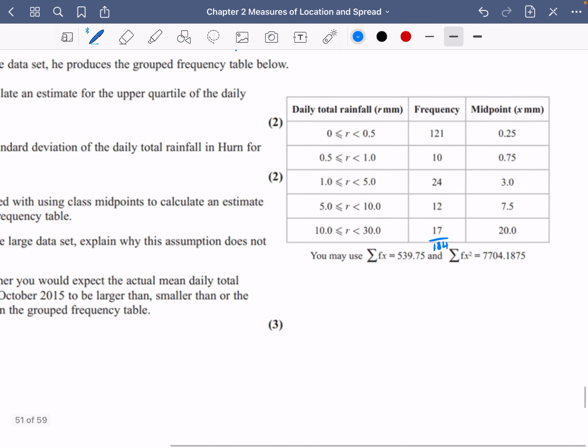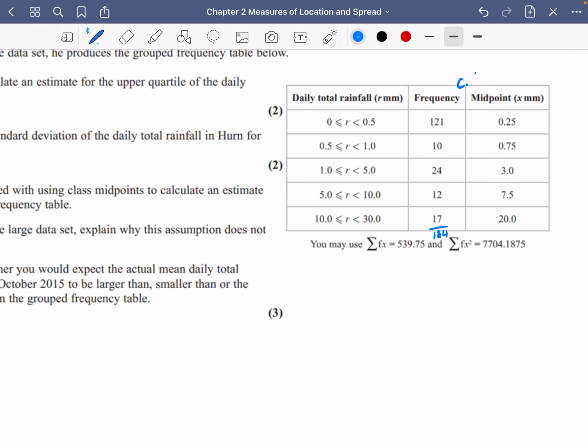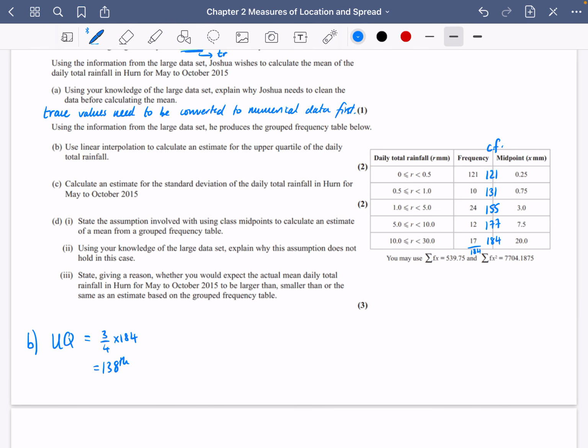So I'm going to go back to this table and I'm going to fill in the cumulative frequency. So I'm going to have 121, 131, 155, 177, and then 184. Now we're looking for the 138th term. So the 138th term is going to be inside this group here between the 131 and the 155. So let's draw out what our table would look like. It's going to be between the 131st and the 155th. And we're looking for the 138th term, which is probably going to be a bit down this end. So there's my upper quartile.